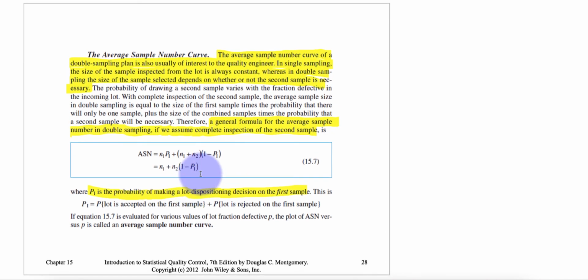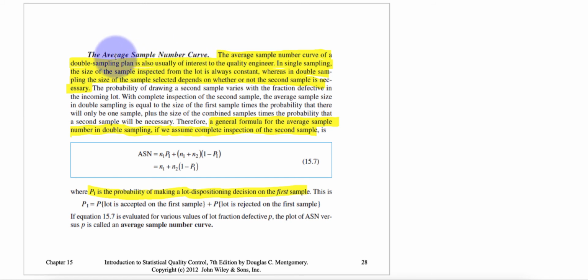Let's continue. So how can we calculate the average sample number curve? We said that in double sampling, we expect that we are reducing the number of inspections, right? Because in the first sample, we are not taking that many items, so we are reducing the inspection here. And if the acceptance probability is high, we will accept most of the lots. Then we will go with the second sample with low probability. So we expect that on average, we can reduce the number of inspections.